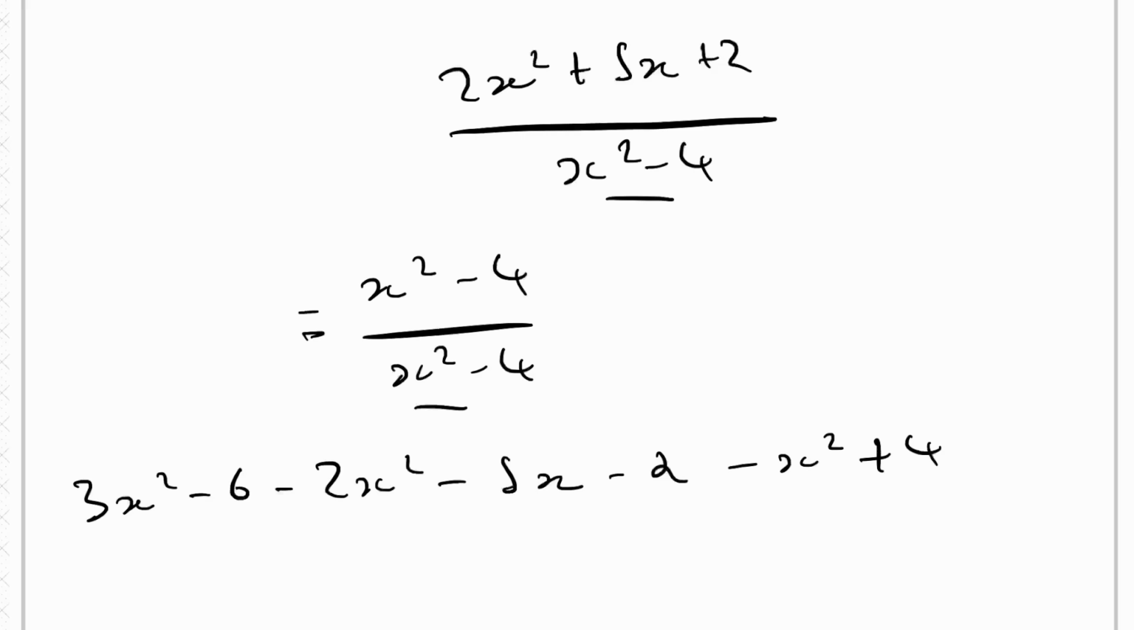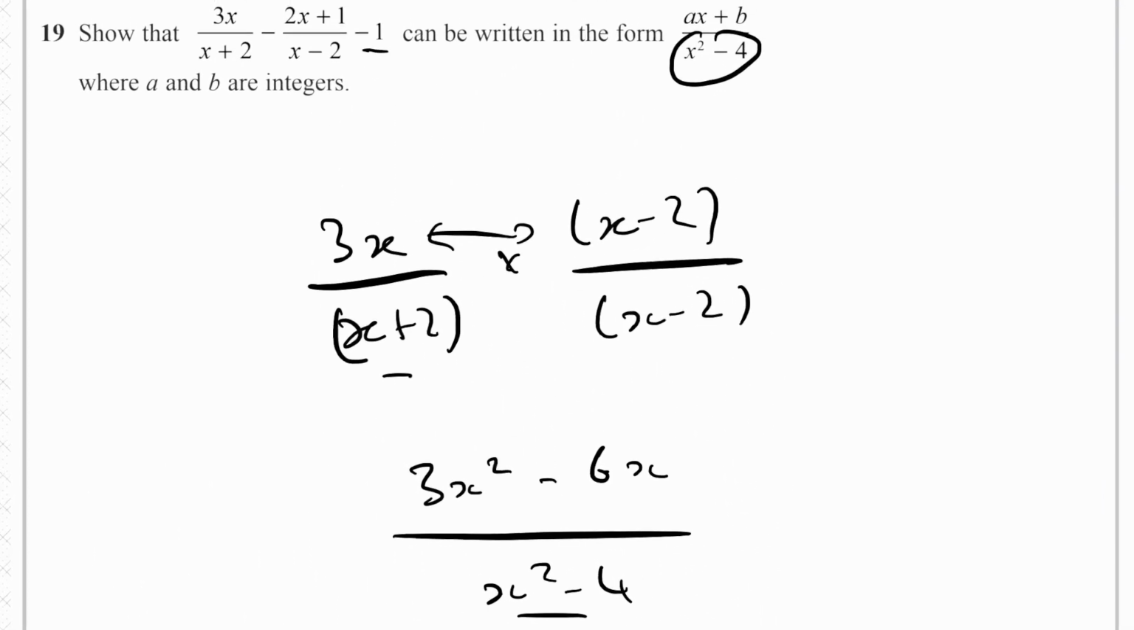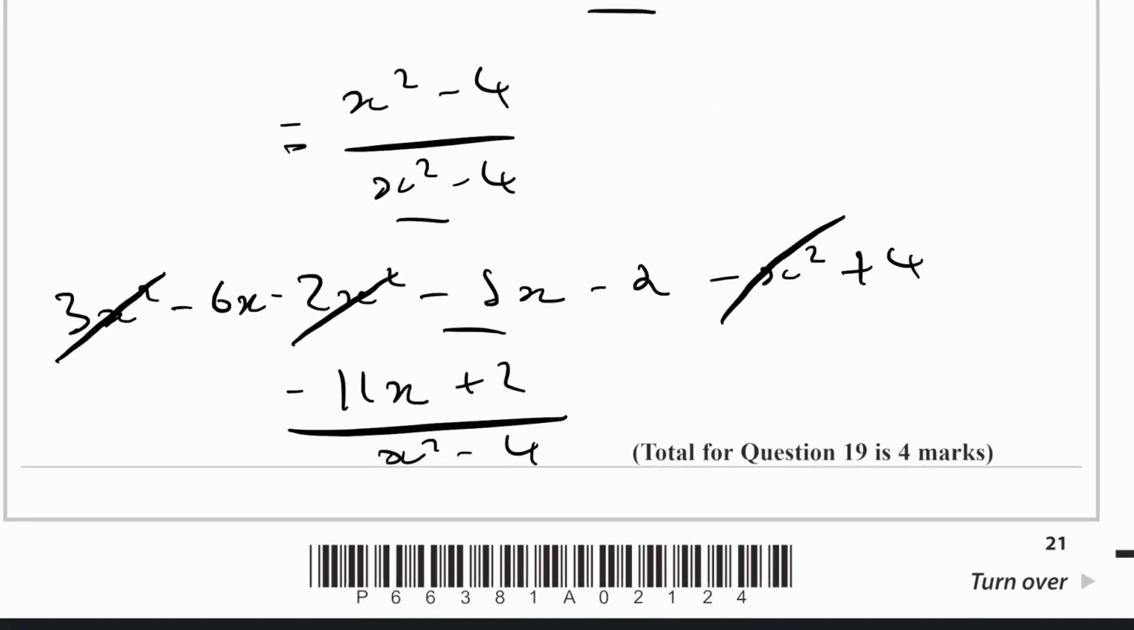And then basically what you need to do is clean that all up. What you should notice is the 3x squared is cancelled out by the minus 2x squared and the minus x squared. So then you are left with simply minus 5x. And I wrote this wrong, that should be minus 6x, not minus 6. Just copied it down wrong. So correct that. Then you should get minus 11x because you combine those two. And then plus 2 should be your numerator. And this comes all under the same denominator, x squared minus 4. And I think that is what it asks for. Yeah, ax plus b over x squared minus 4, where a and b are integers. And there's your form there with the two integers.